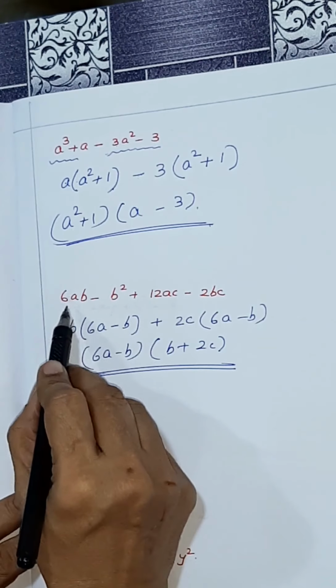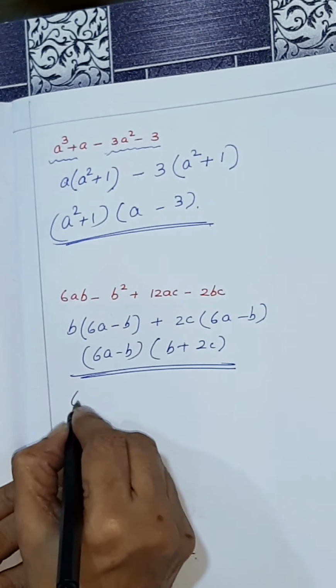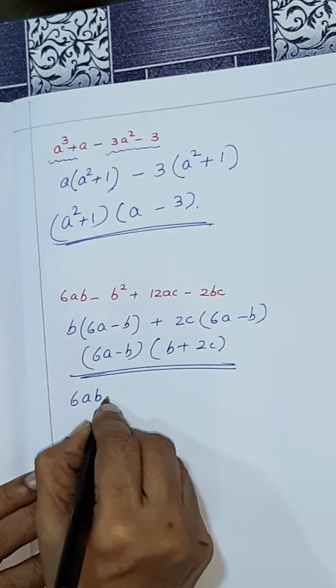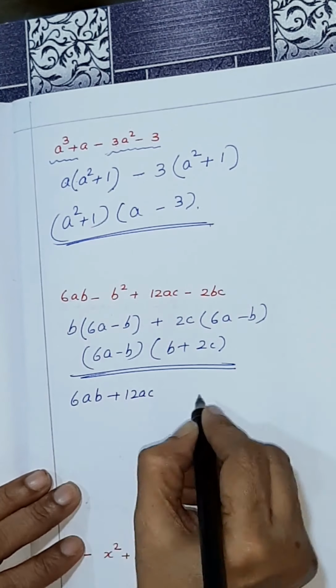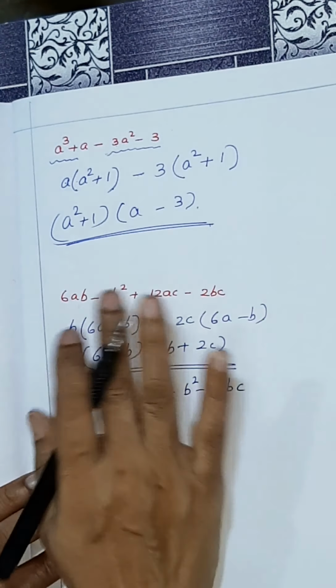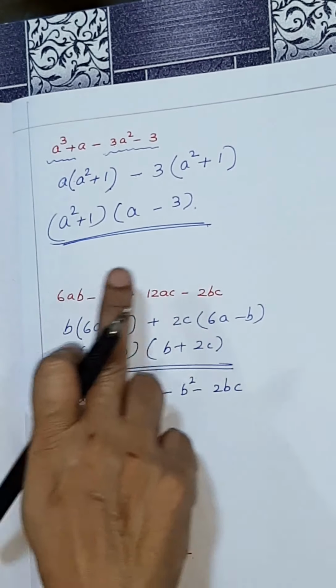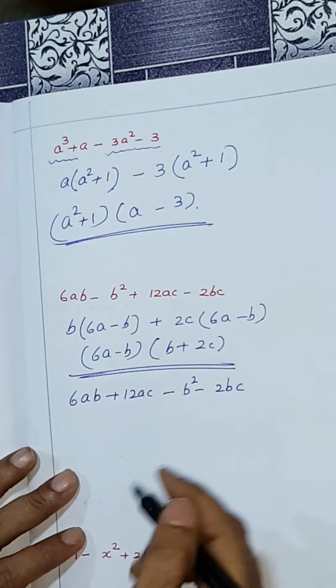So here instead of this, we can even pair 6AB plus 12AC. So we will do that also and see. So 6AB plus 12AC minus B squared minus 2BC. So you don't have to worry about which to pair. If you pair these two also, you are going to get the same answer.